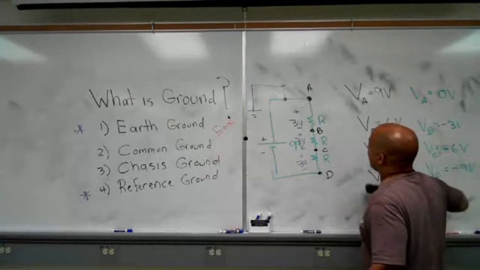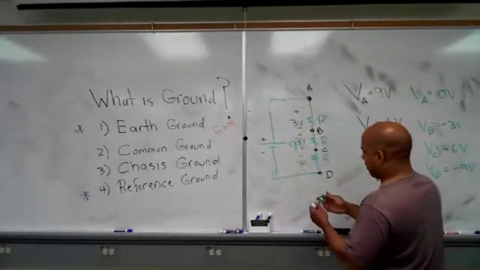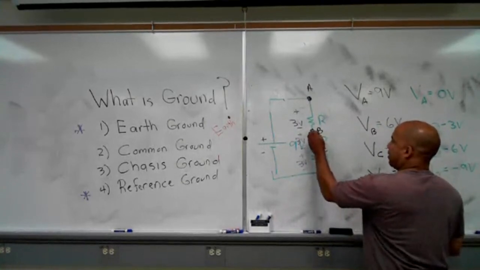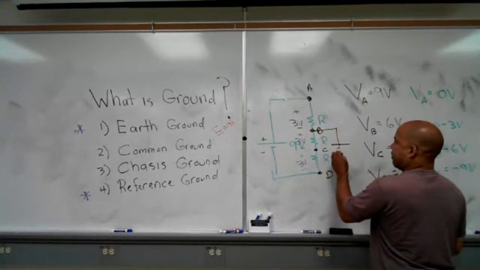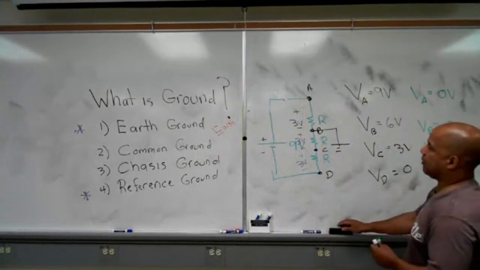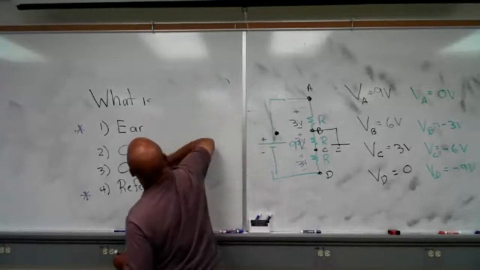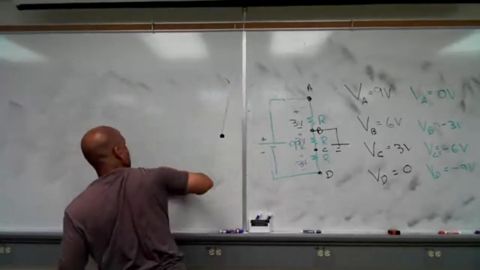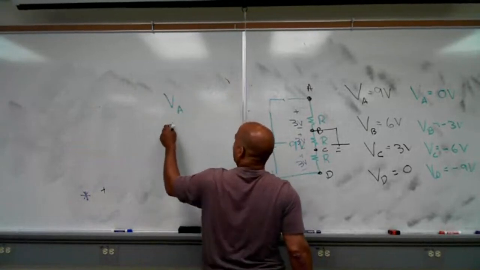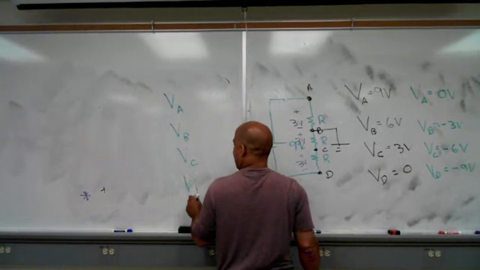What if I took the reference and instead of putting it on the top or bottom, what if I put it right here at point B? Let's do this one more time. Now, I don't know if you can still see it if I put it over there. Let's do it one more time. I've got a VA, VB, VC, and VD.